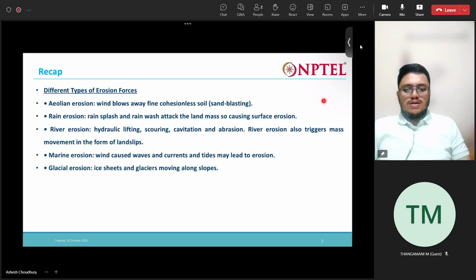Then you have rain erosion. It's very general, but whenever there is rain, the rainwater washes away soil with it. Then we have river erosion. Okay, river erosion is there. Then marine erosion, then glacial erosion. Marine erosion means what? It is caused by waves. Waves also cause erosion on the shoreline, right? So that is marine erosion. Glacial erosion means when the glacier flows and moves along the slopes, it erodes the slopes on the sides. That is glacial erosion.